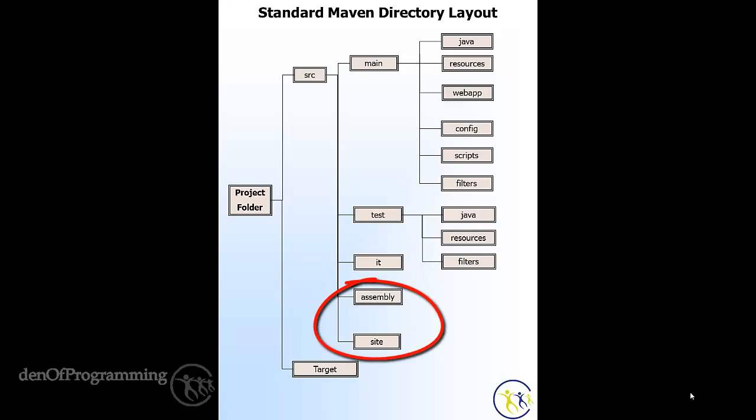Assembly and site we'll look at in greater detail later on in the course. The target directory contains all the artifacts that are the result of the build process, such as compiled sources and generated files. The contents are typically deleted and rebuilt by the build process.